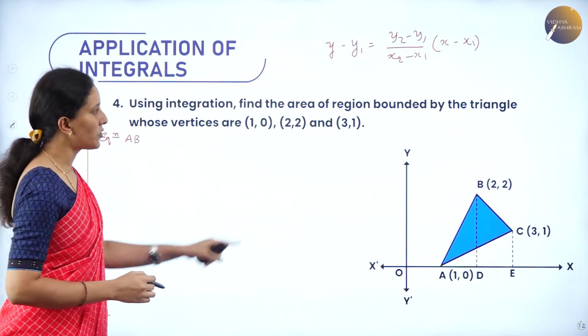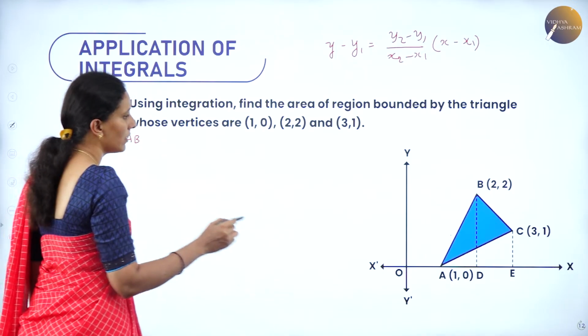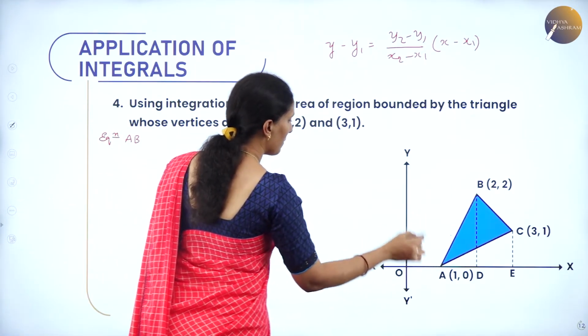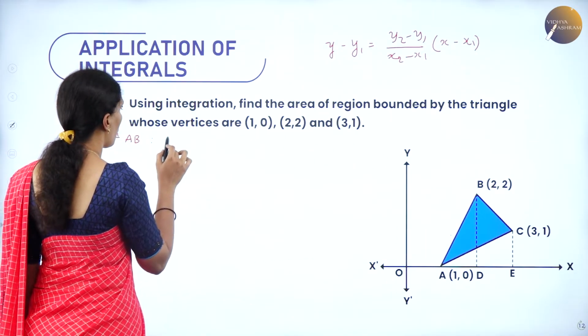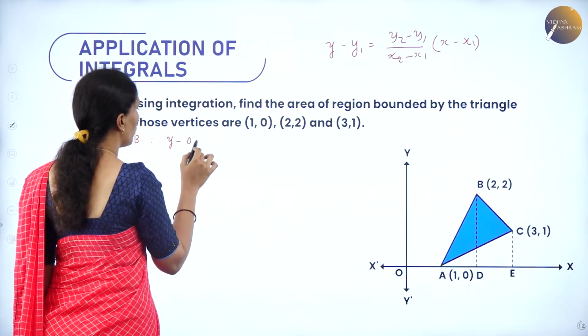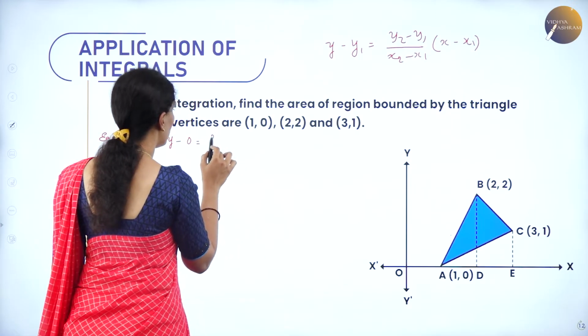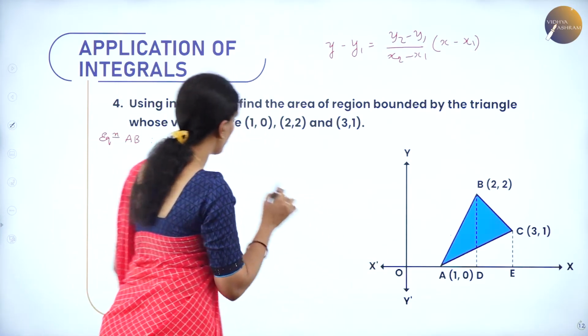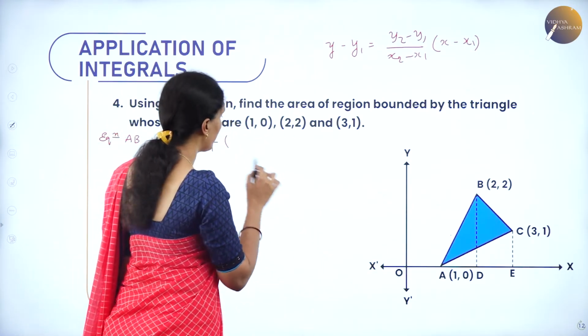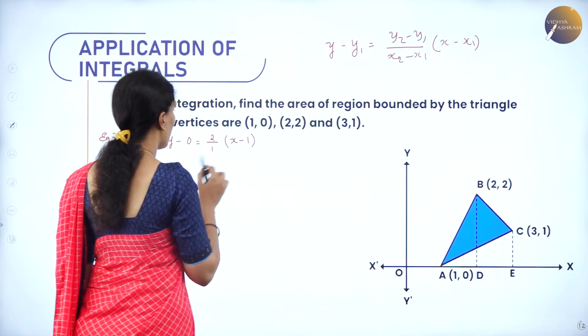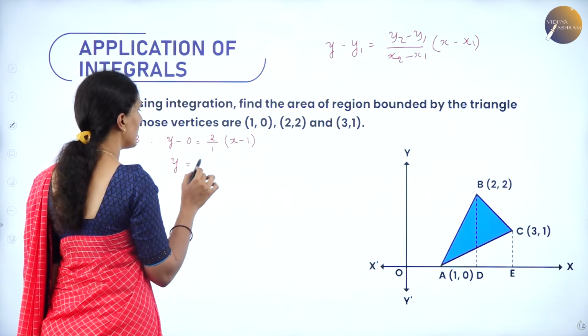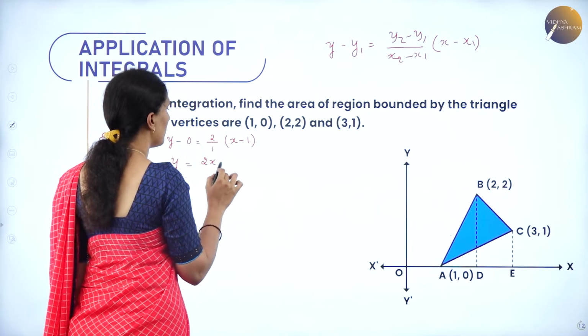Now by substituting this here, consider AB. So we have y minus 0. And y2 minus y1 is 2 minus 0, which is 2, divided by x2 minus x1 which is 1. And here we have x minus 1. So we get the equation as y is equal to 2x minus 2.